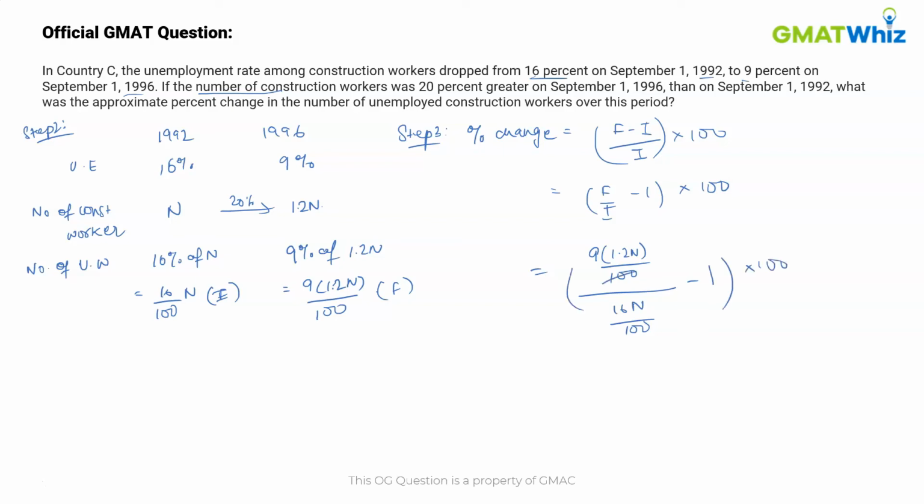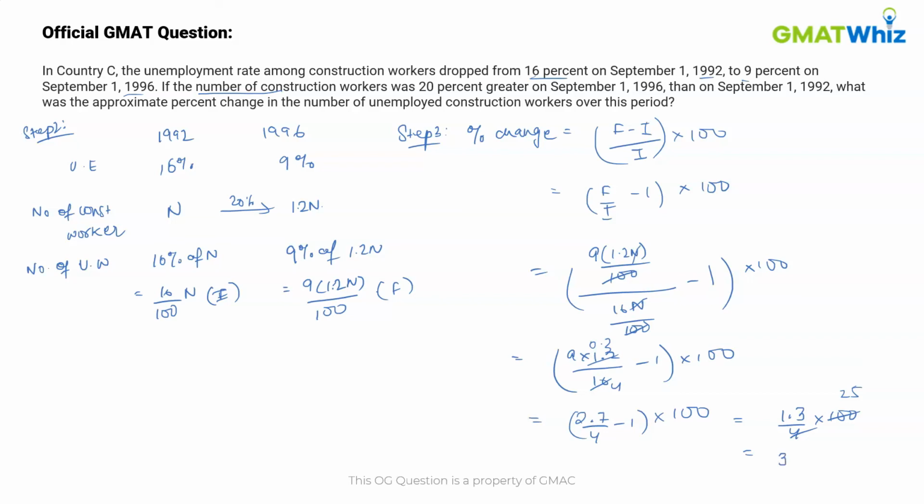Now 100 gets cancelled and n also gets cancelled. We are left with (9 multiplied by 1.2 divided by 16, minus 1) multiplied by 100. Now 4 cancels 1.2 0.3 times and 16 4 times. So we have (2.7 by 4 minus 1) multiplied by 100. This gives us 1.3 divided by 4 multiplied by 100, and 4 cancels 100 25 times.